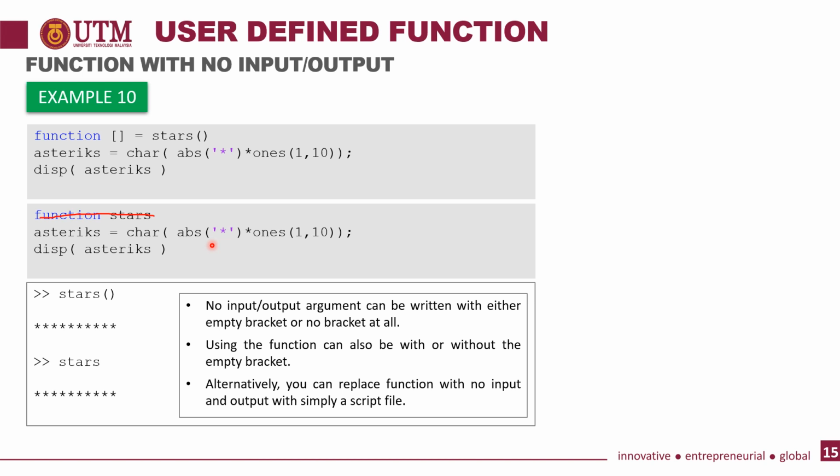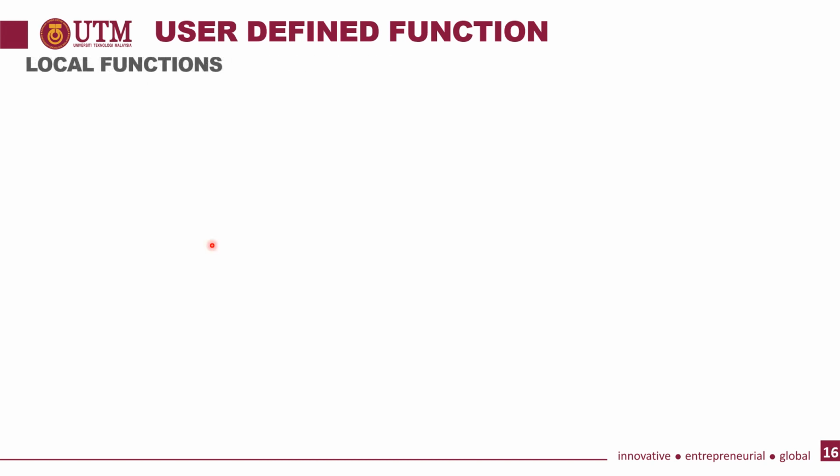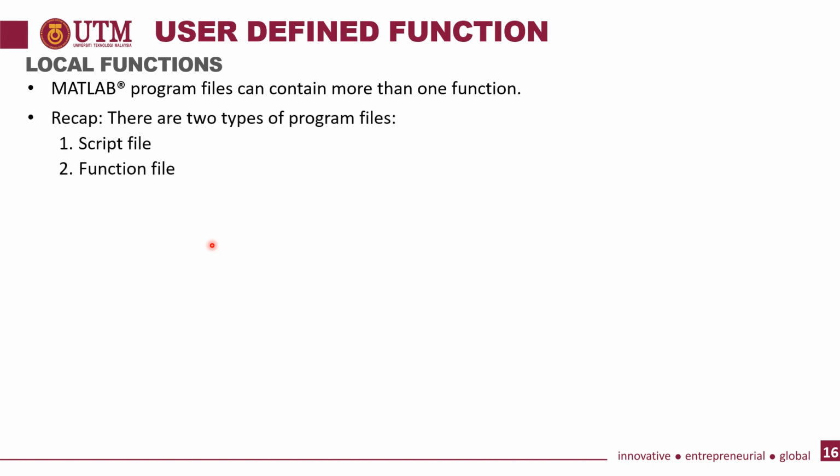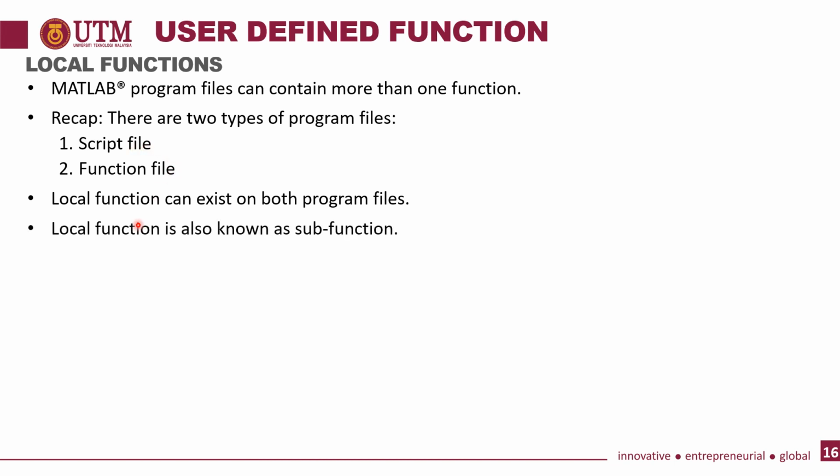Next is local functions. So what are actually local functions? Local functions are when MATLAB program files contain more than one function. Recap, there are two types of program files as I mentioned earlier in this session: the first one is script files, the second one is function files. So local functions can exist in both program files. You can put a local function in a script file and in a function file. Local function is also known as sub-function, so you can also call a local function a sub-function.